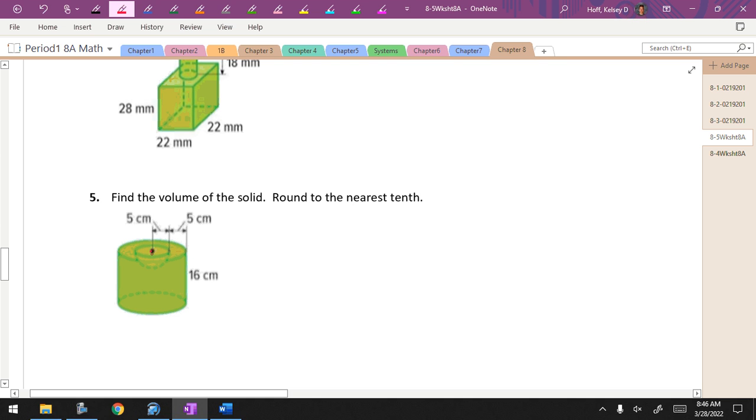On 5, the center to the edge of the hemisphere is 5. And then there's another chunk here that's another 5. Does that make sense? So from the center to the outside edge is how far? 10. So if you want to draw that here for yourself to remind yourself it's 10, I'm totally fine with that.